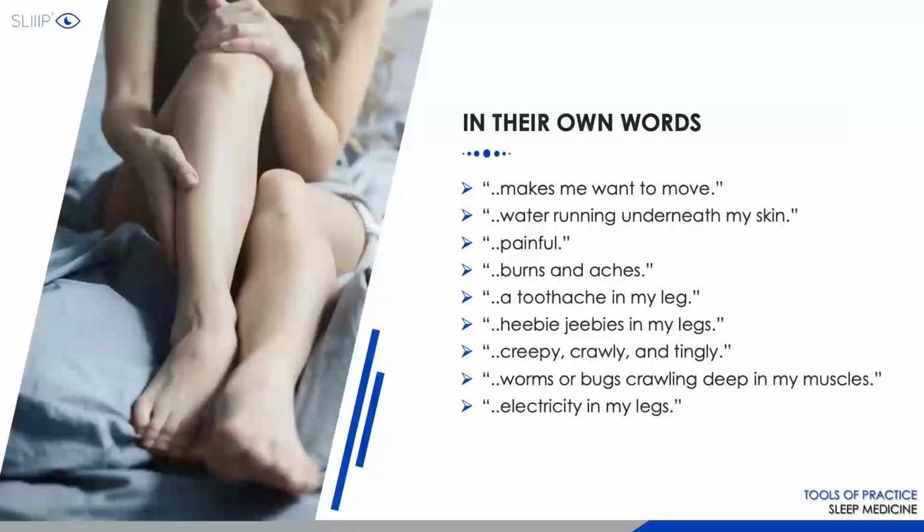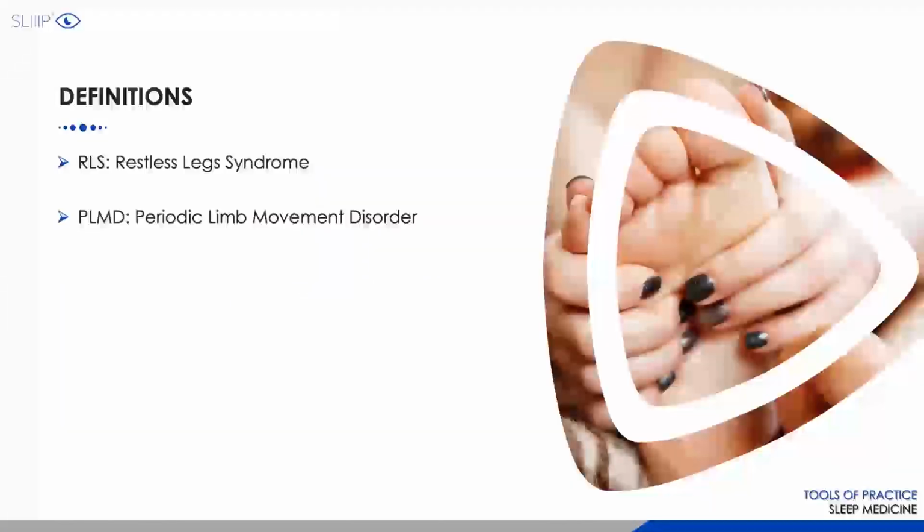Some describe it as painful, creepy crawly, can't seem to get things settled in my legs. And it tends to occur mainly at night. So we'll go through the definitions of these two disorders. And I've put there periodic limb movement disorder because it's frequently associated with restless leg syndrome.